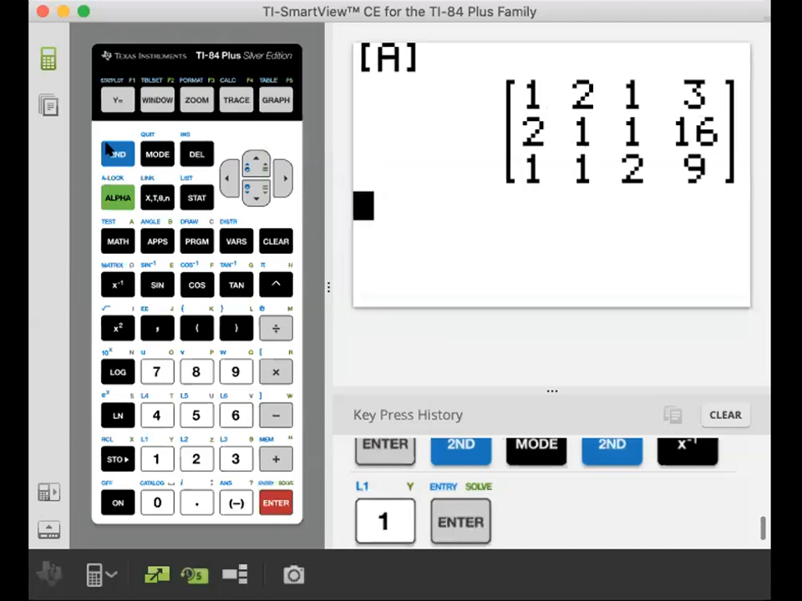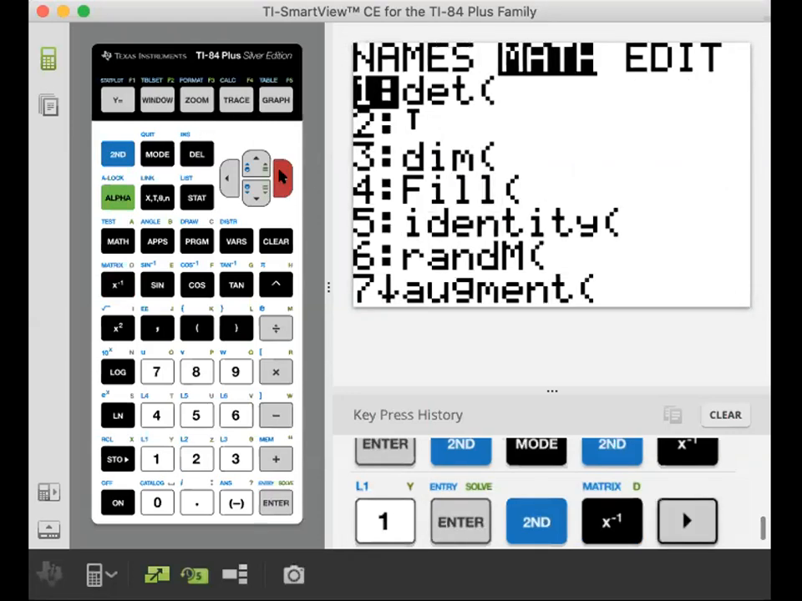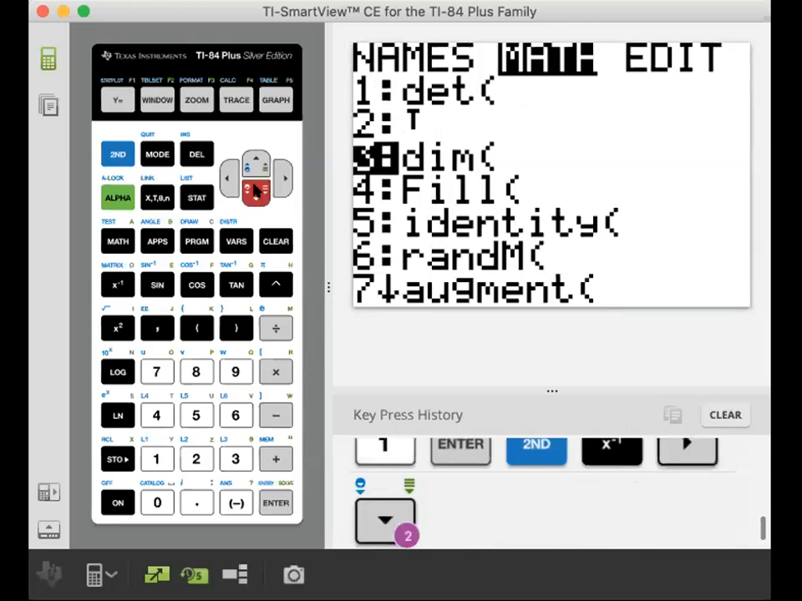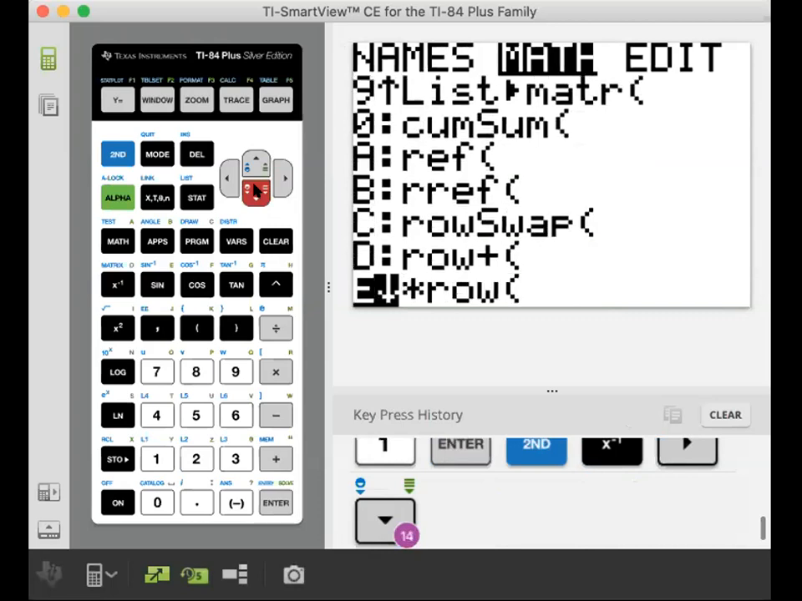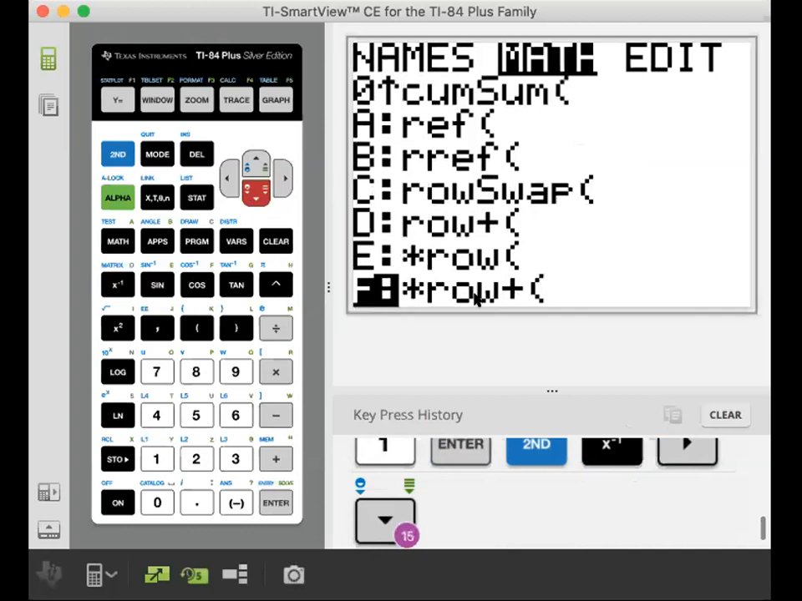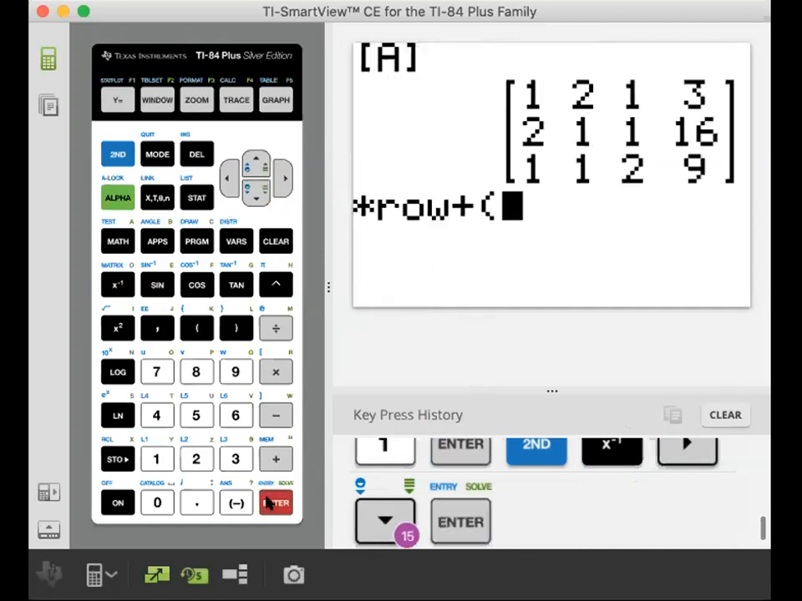You go second matrix, and you go over to the math. And in the math, there's a whole bunch of stuff. Det, T, dim, fill, identity. Well, if I scroll down, the thing on F, times row plus, is the third row operation. So if I go times row plus, I hit enter. And then it wants me to put stuff in. And there's things you have to put in.